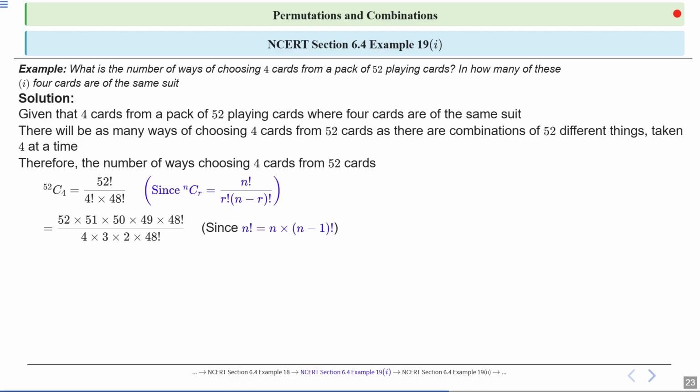And since we know n factorial is equal to n times (n minus 1) factorial, this simplifies to 52 into 51 into 50 into 49 into 48 factorial upon 4 into 3 into 2 into 48 factorial. This is equal to 49 into 25 into 17 into 13. After multiplying, the answer comes to 270725.